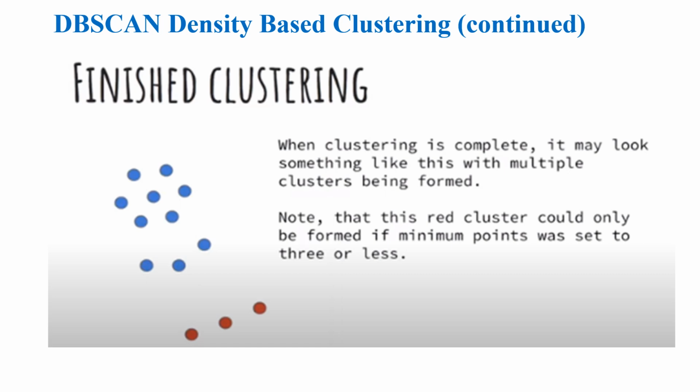Now, when clustering is complete, it may look something like this with multiple clusters being formed. Now, something important to see here again about the red cluster: it could only be formed if the minimum points was set to 3 or less. So if minimum points was set to 4 or more, that second cluster wouldn't form, and those, I guess, would remain as noise points.